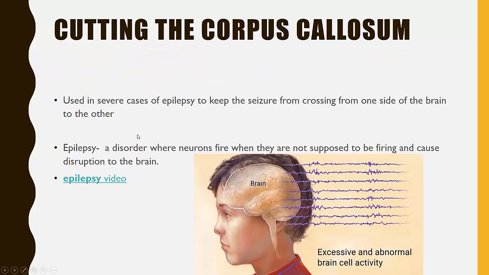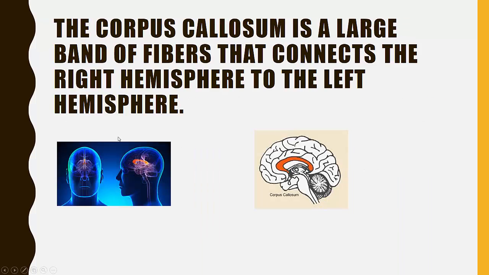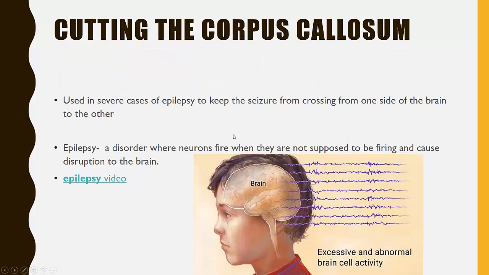Sometimes we actually cut this corpus callosum. If you can imagine going down and cutting this. So why in the world would we cut this corpus callosum? It's used in severe cases of epilepsy. And what epilepsy is, I'm going to act it out so you can kind of imagine it. But this is my definition here, just off the top of my head: a disorder where neurons fire when they're not supposed to be firing and cause a disruption to the brain.